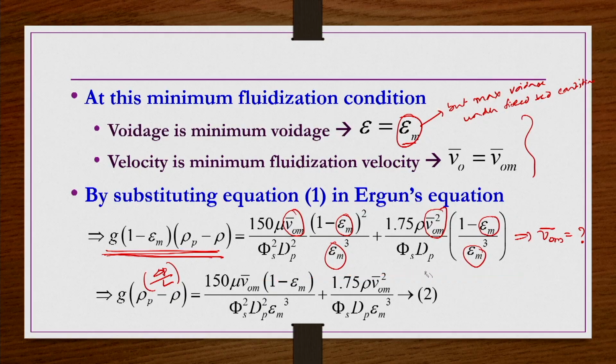We are going to do one example problem also. Now, from this equation, if you cancel out the 1 minus epsilon m from both the sides, then you have this further simplified equation. From here also you can get the minimum fluidization velocity. Indeed, both of them are the same, they are not different.